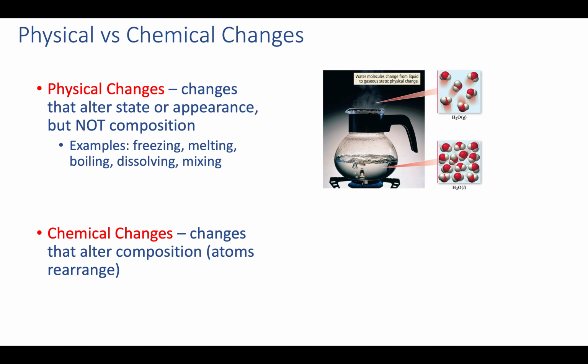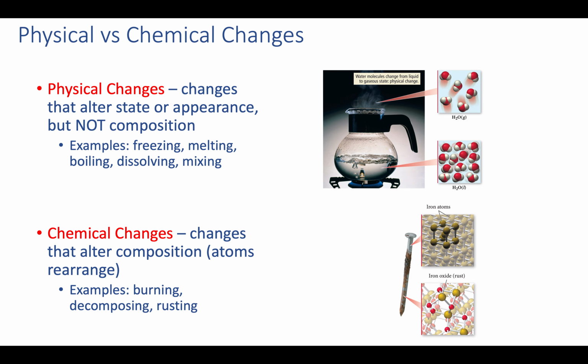This is different from a chemical change because to have a chemical change, the atoms actually have to rearrange to form a completely different substance. And that happens when substances either burn, decompose, rust, or any other process that could change the arrangement of the atoms.